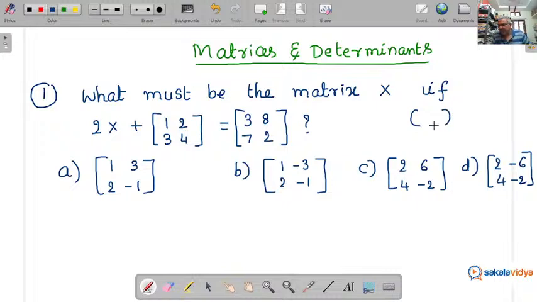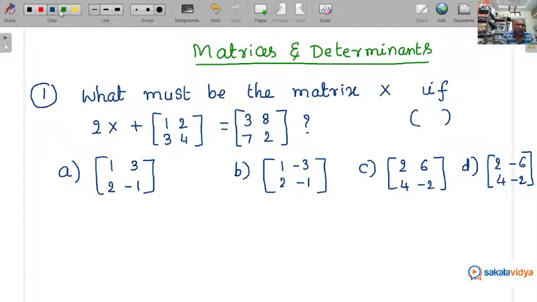This is a simple, ordinary level question. This is a level 1 question, but it may be given for the DSC examination also. What must be the matrix X if 2X plus [1 2; 3 4] is equal to [3 8; 7 2]? That we need to find out. Let us try to find the solution now.